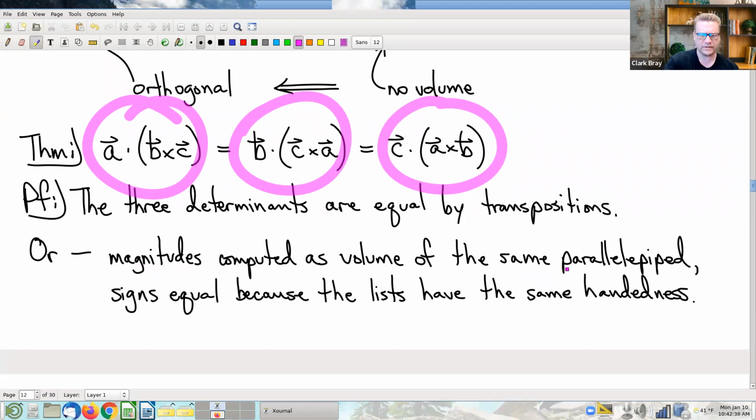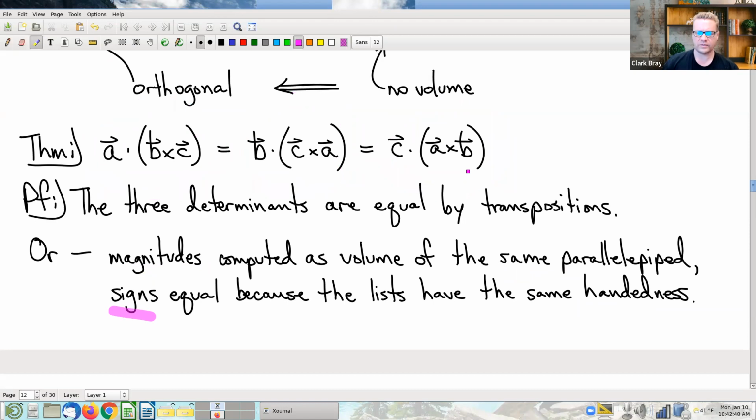Now, what about the plus and minus? What do we know about the minus signs? Well, the minus signs are determined by whether this is a right-hand order or a left-hand order, and this by whether it's a right-hand order or a left-hand order, and likewise that one. So what can I say about whether these are right-hand orders or left-hand orders?